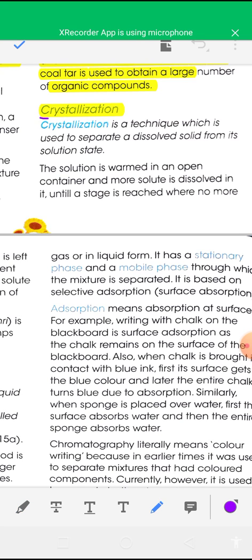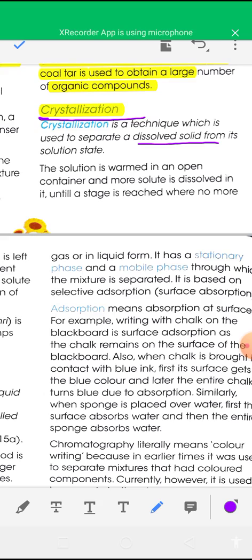Separation by crystallization. So what is crystallization? It is a technique which is used to separate a dissolved solid from its solution.